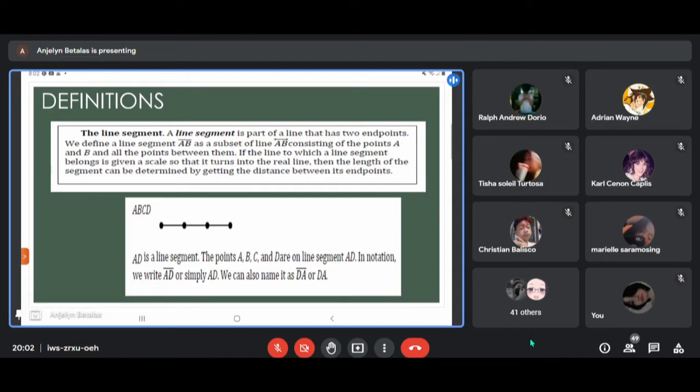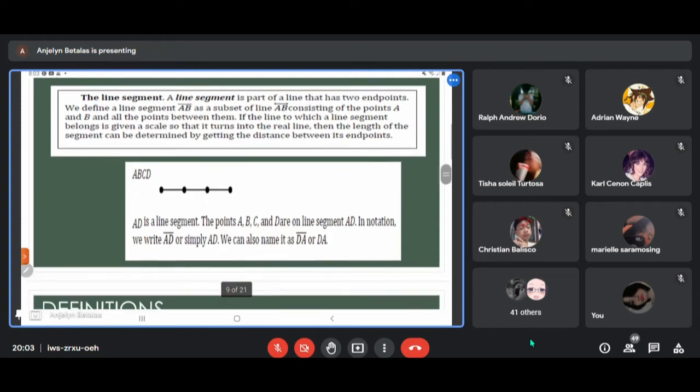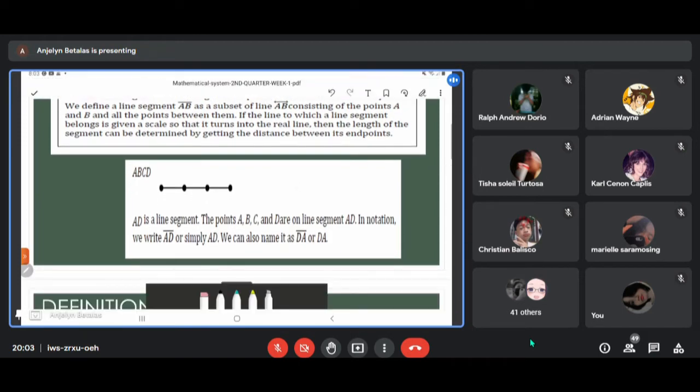If the line to which a line segment belongs is given a scale so that it turns into the real line, then the length of a segment can be determined by getting the distance between its endpoints. So in short, for a line segment, the length can be identified. Unlike a line, which is infinite, whose measurement or length cannot be determined. A line segment's measurement can be determined.